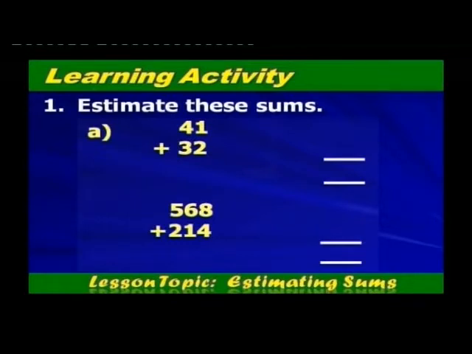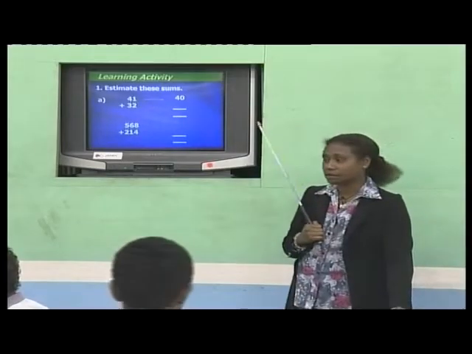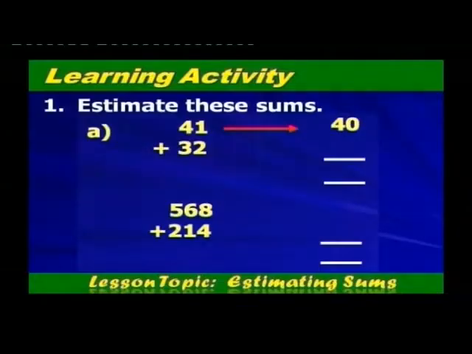Come again? 40. Very good. 41 will be estimated to 40. How about 32? Let's say Victoria. Okay, it's a learning activity, meaning everybody should be taking part so that you know what to do.